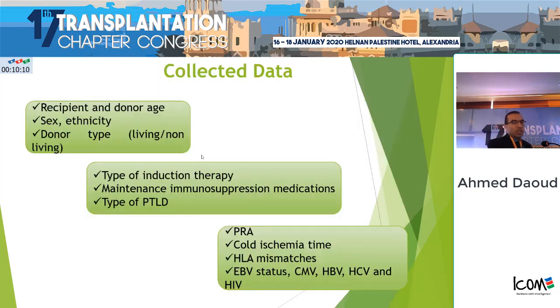So the data that we collected were the recipient and donor age, sex, ethnicity, donor type, the type of induction therapy, maintenance immunosuppression medications, type of PTLD, the PRA, cold ischemia time, HLA mismatches, Epstein-Barr virus status, the cytomegalovirus, HBV, HCV, and AIDS.